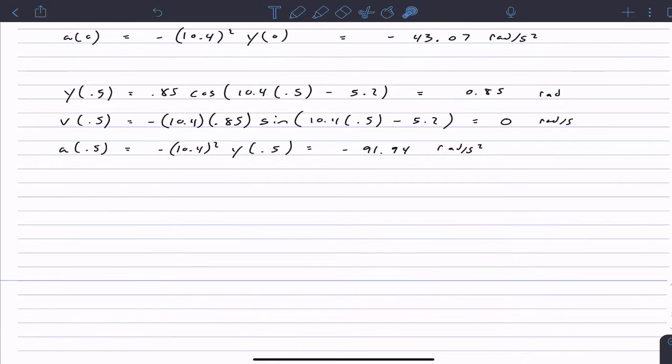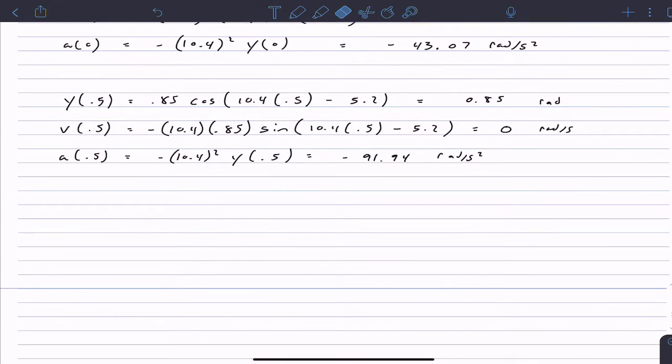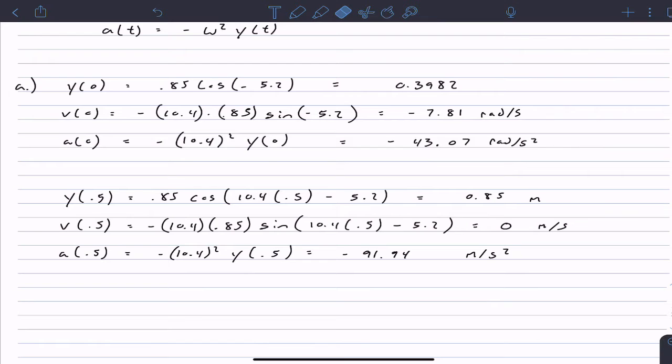Okay, so I plugged in further for the 1/2 second. My units are a little bit backwards here. This is meters per second, this is meters per second squared. We know that because this is given to us in meters in the problem. So make sure you check your units.